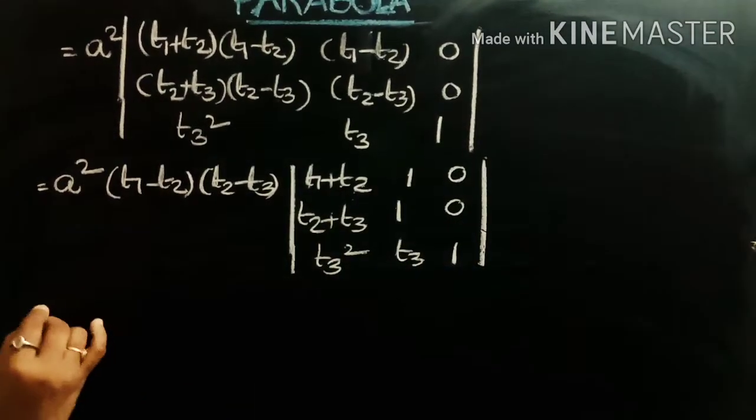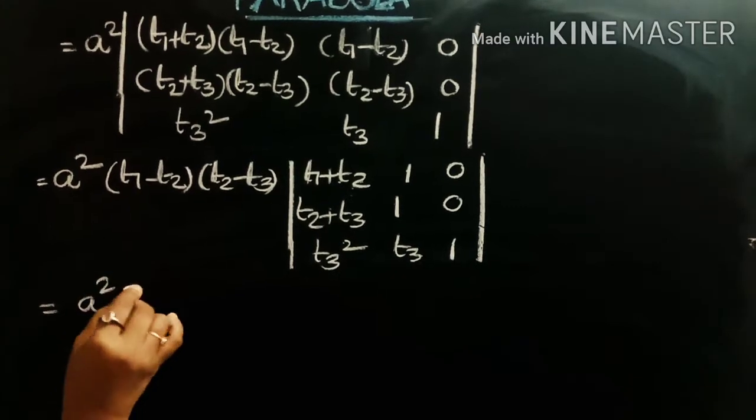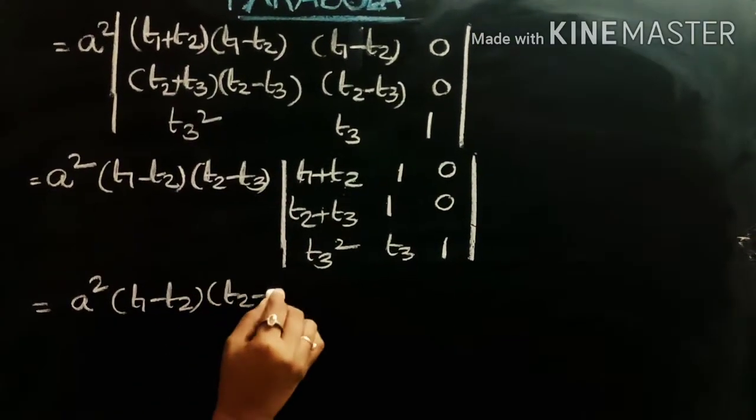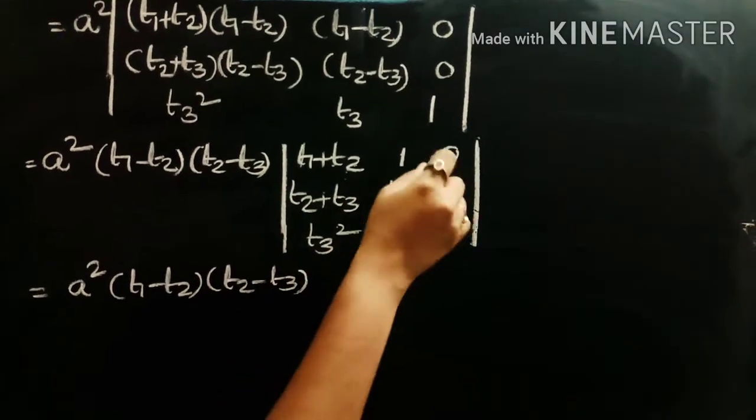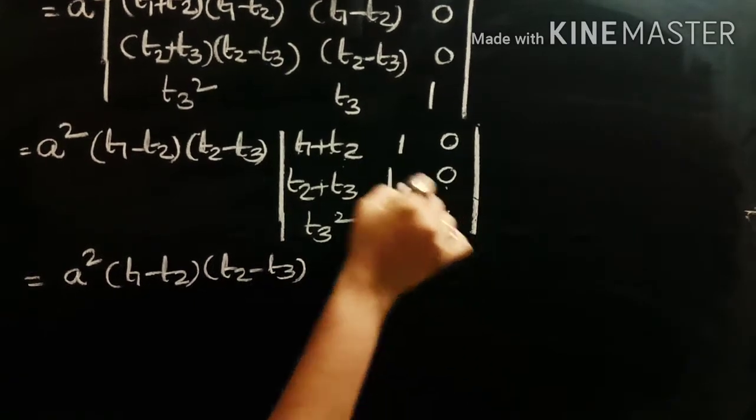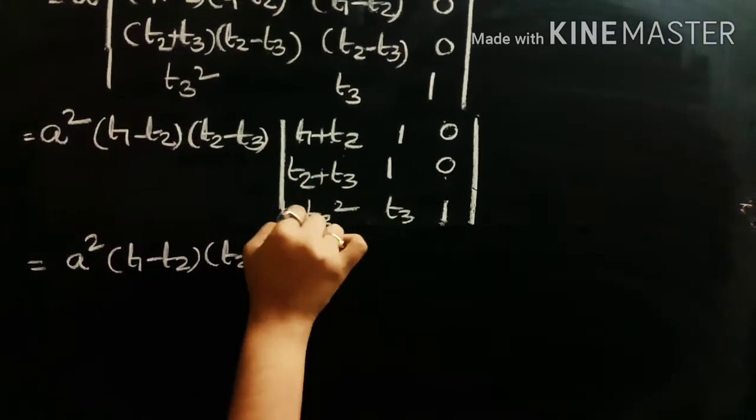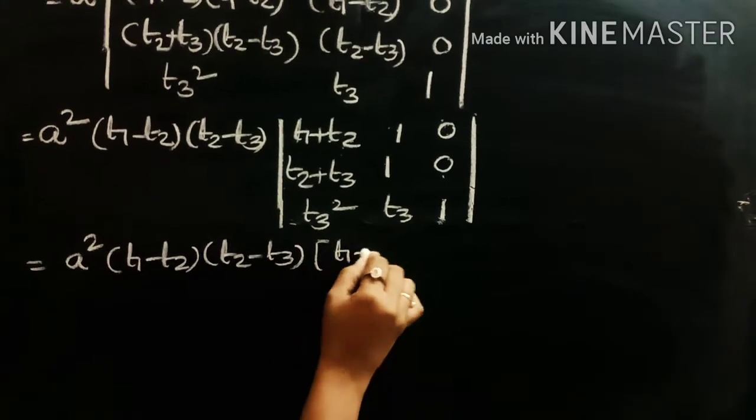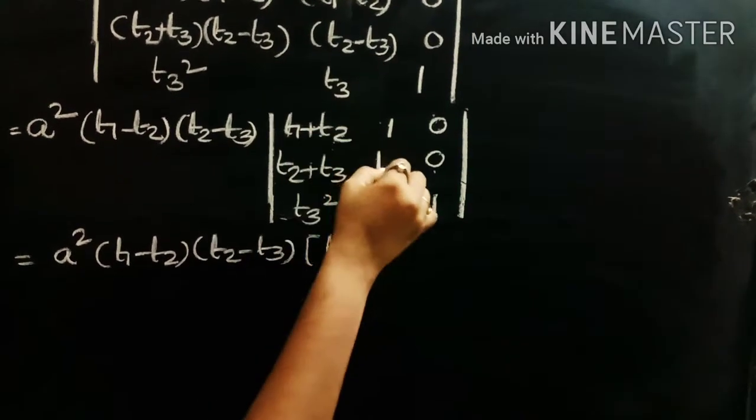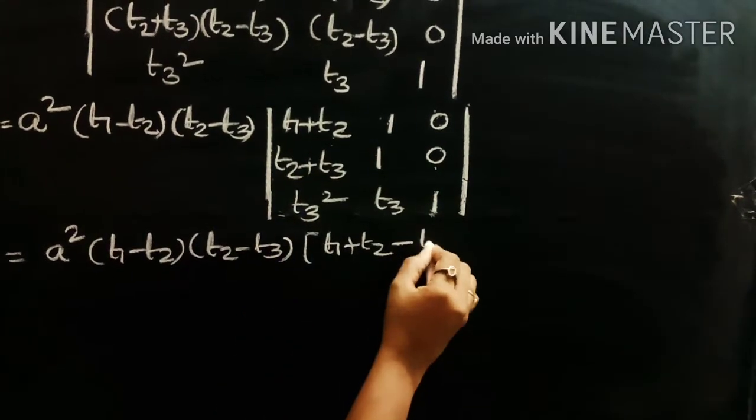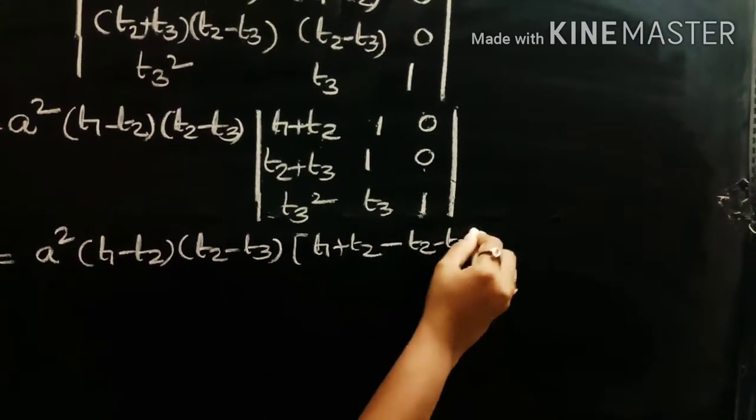Now taking the determinant of this expression, this is A square into t1 minus t2 into t2 minus t3 into, now taking the determinant of this expression, here we have 0, 0. Now take the determinant with this number only, that is 1 into, we leave the row and column and take the determinant of these four values, that is t1 plus t2 into 1, minus of t2 plus t3 into 1, that is minus t2 minus t3.